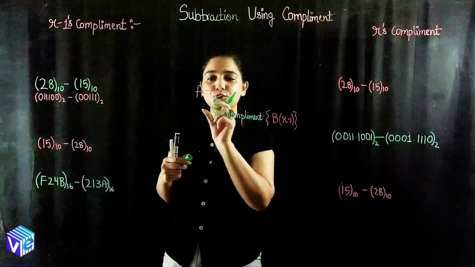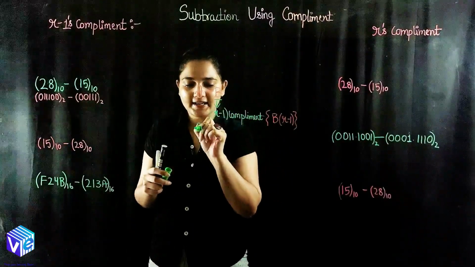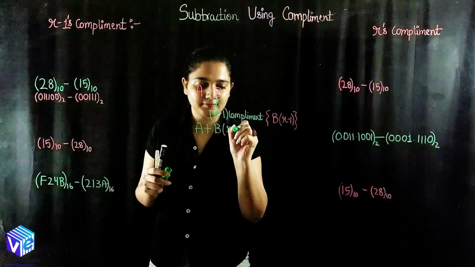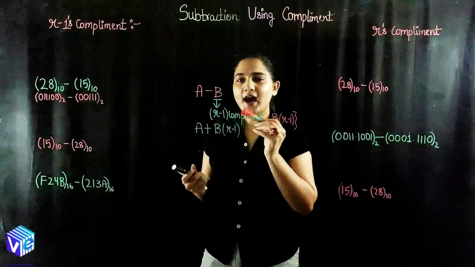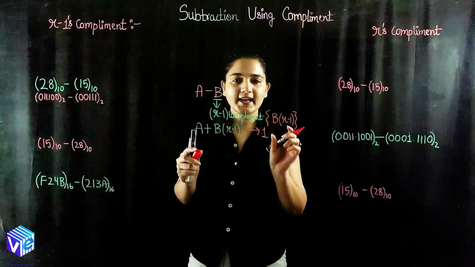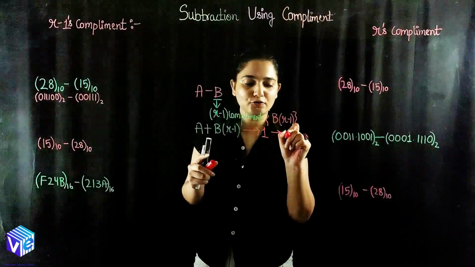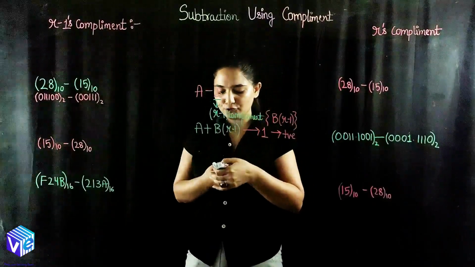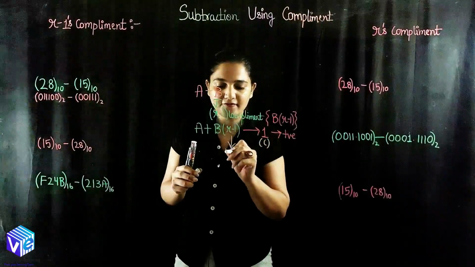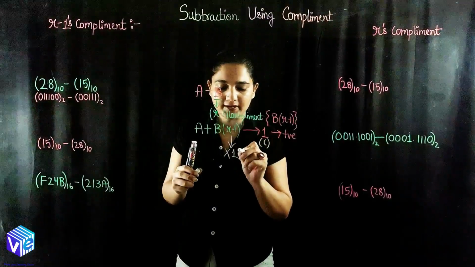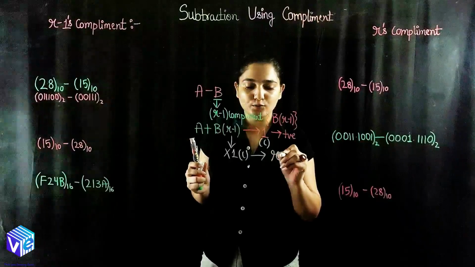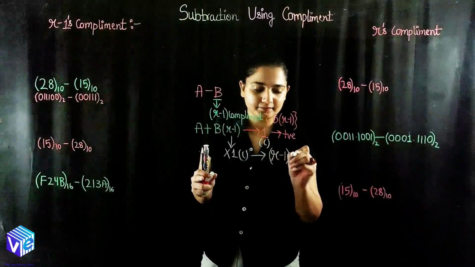Now the next step is to add both of them. So I will be adding a and the r minus 1th complement of b. This will give me the output. If the output is generating the carry, at that time I can say we have a positive output. And if the output is not generating the carry, so if I don't have carry 1, I have to take the r minus 1 complement of the result.